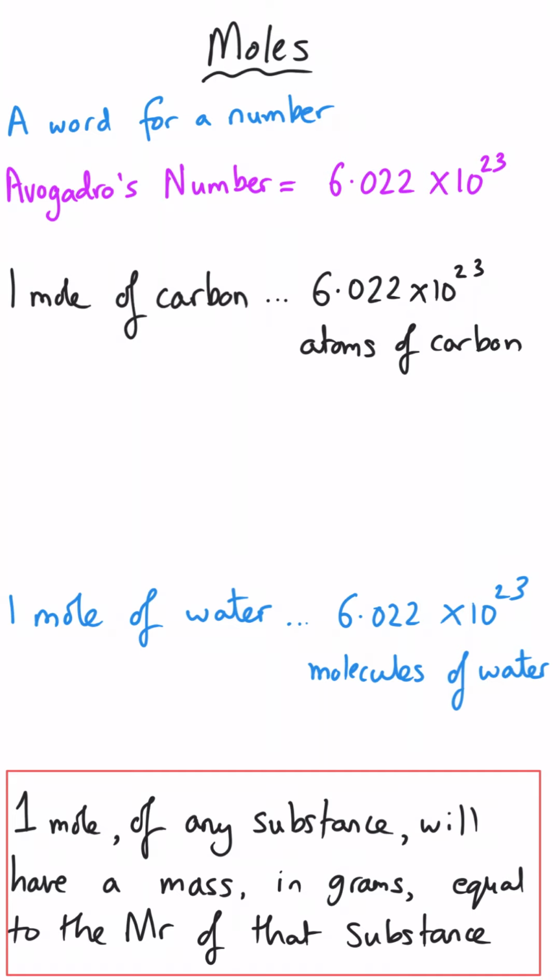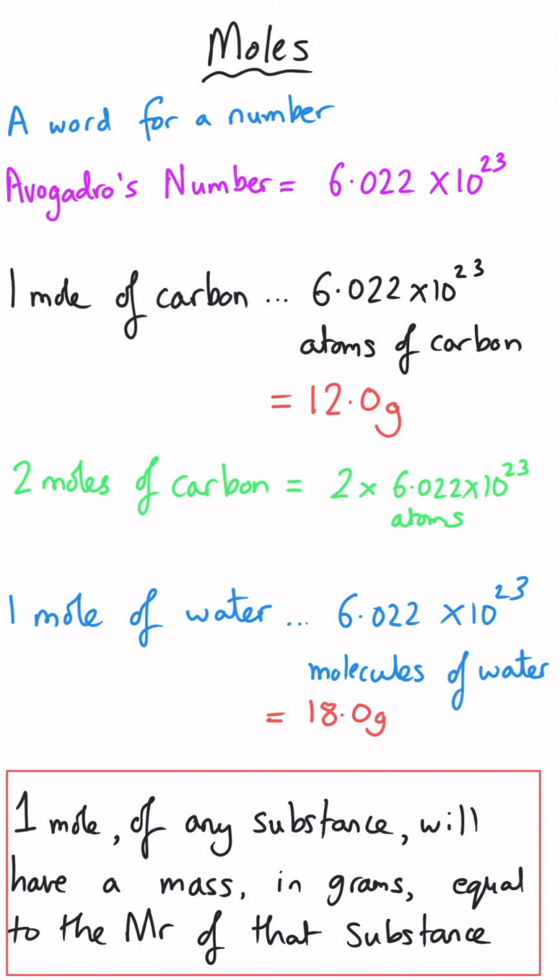Now, the significance of the mole is that if you have a mole of any substance, its mass will be equal to the relative formula mass of that substance in grams. So 1 mole of carbon will have a mass of 12.0 grams. 1 mole of water will be 18.0 grams. And that works in terms of scaling up. If I've got 2 moles of carbon, it will be 24 grams. 2 moles of water, 36 grams.